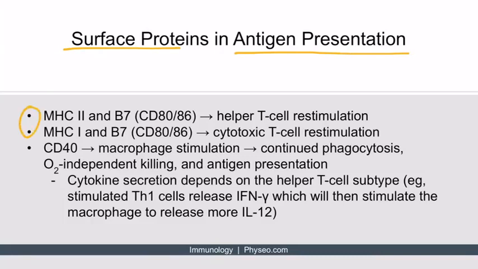The top two bullet points list the surface proteins needed for T cell re-stimulation, whereas this last bullet point really identifies the surface protein that benefits the macrophage when connected to the T cells. So let's start with these top two. Macrophages have MHC2 and B7. B7 is also called CD80 or CD86. And this will perform helper T cell re-stimulation. It also has MHC1 and B7, which is again CD80 or CD86, and this is for re-stimulation of the cytotoxic T cells. Now these MHCs, MHC1 and 2, are major histocompatibility complexes, and those were discussed in the previous video.